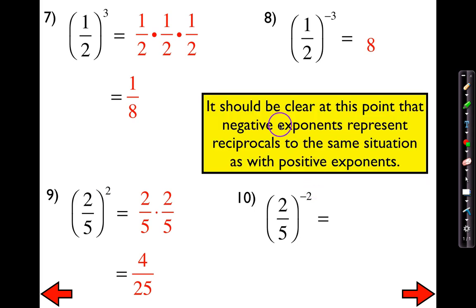So hopefully by this point, it's clear that a negative exponent represents reciprocals of the same situation as a positive exponent. So here, for a positive exponent, it's 1/8. So if they gave me a negative exponent, it was the reciprocal. So if I flip over 1/8, it becomes 8. Same thing here. Same idea, but a negative exponent. So I'm going to take the reciprocal of 4 over 25, which leaves me with 25/4.